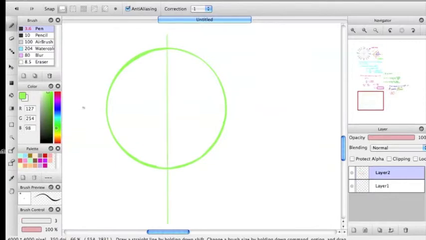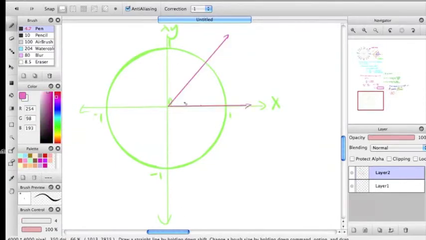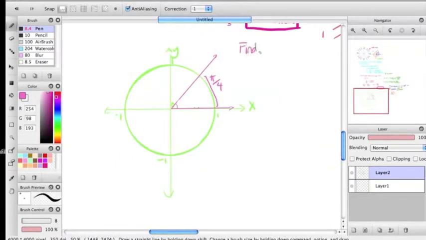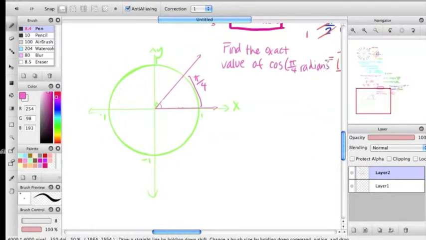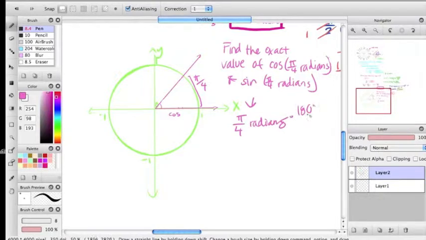Here's a unit circle with a central angle that measures pi over 4 radians. Now let's find the exact values of cosine of pi over 4 radians and sine of pi over 4 radians. First, let's convert the radian measure to degrees. Pi over 4 radians times 180 degrees over pi radians equals 45 degrees.